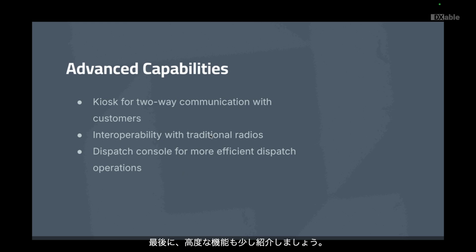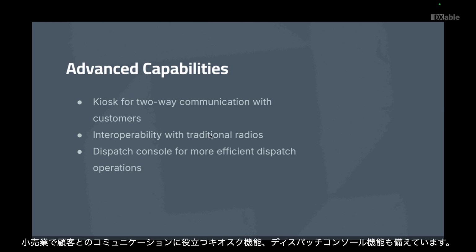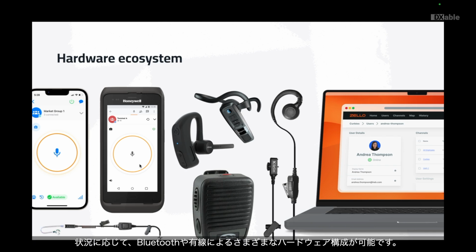Before we wrap up, there are a couple other advanced capabilities that I think are worth mentioning, such as interoperability with traditional radios, which is really important in certain use cases, the ability to communicate with customers via a kiosk, which is great for retail, and a dispatch console. There are many different hardware configurations that are possible, Bluetooth or wired, depending on your situation.